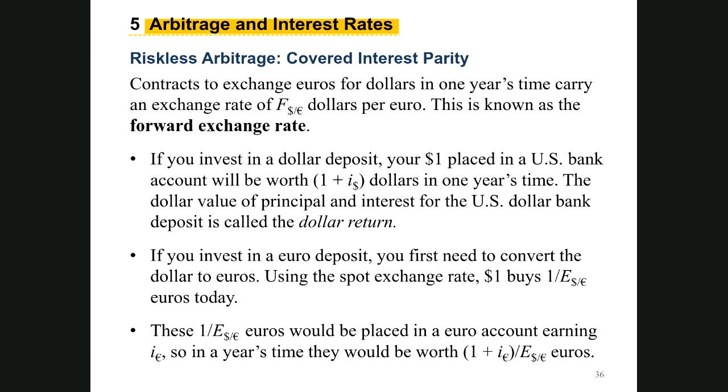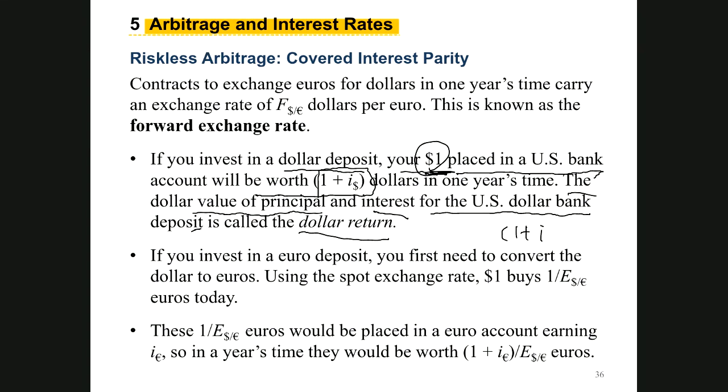Riskless arbitrage. Right? If you invest a $1 deposit, you put the $1 in a U.S. bank. The account will be worth this after 1 year. The dollar value of the principal and the interest of the U.S. dollar bank deposit is called the dollar return. This is the return you will get if you deposit your $1 in the U.S.